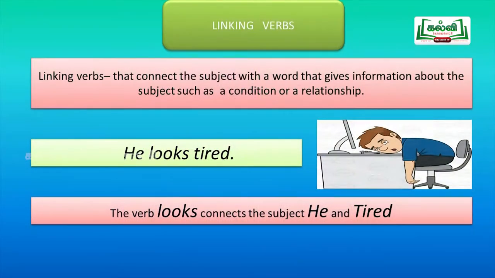And we have other verbs like linking verbs. Linking verbs do not show any action. They simply link the subject with the rest of the sentence. For example, look at the picture. He looks tired. Here the verb looks connects the subject, he, and tired. So, here looks is a linking verb.